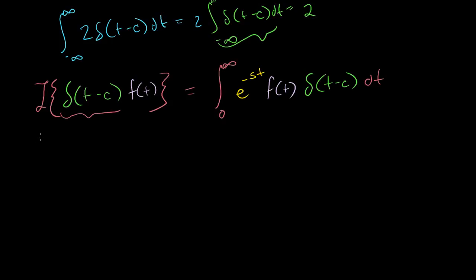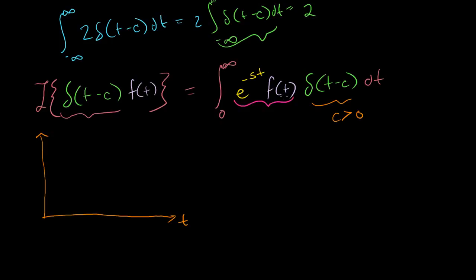So let's draw this. Let me draw what we're trying to take the integral of. And we only care from 0 to infinity, so I'll only do it from 0 to infinity. And I'll assume that c is greater than 0, that the delta function pops up someplace on the positive t-axis. So what is this first part going to look like?